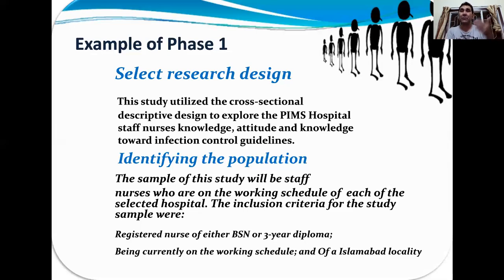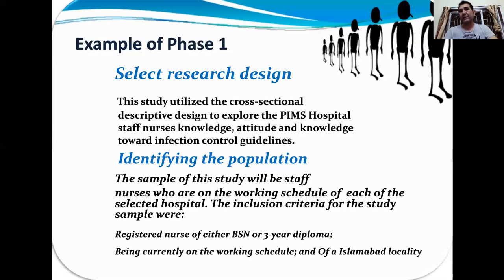If you want to recruit the sample or study participants for your research project, you will prepare inclusion criteria. We prepared the inclusion criteria as an example in front of you all. First of all, they should be registered nurses, either with a BSN or a 3-year diploma. The second criterion is that they are nursing staff working in the PIMS hospital. They should be working shift duties in the morning, evening, and night.